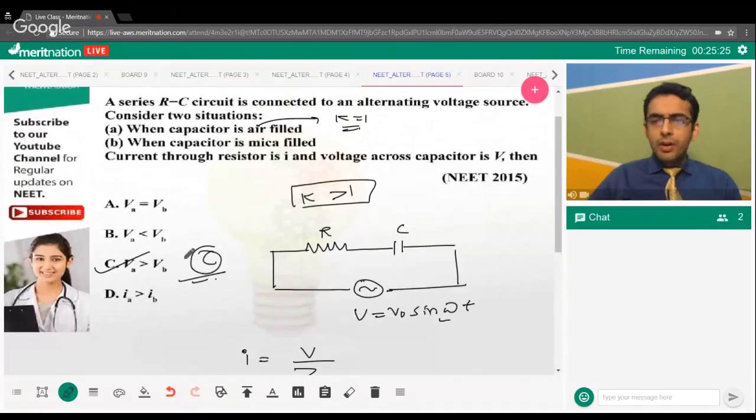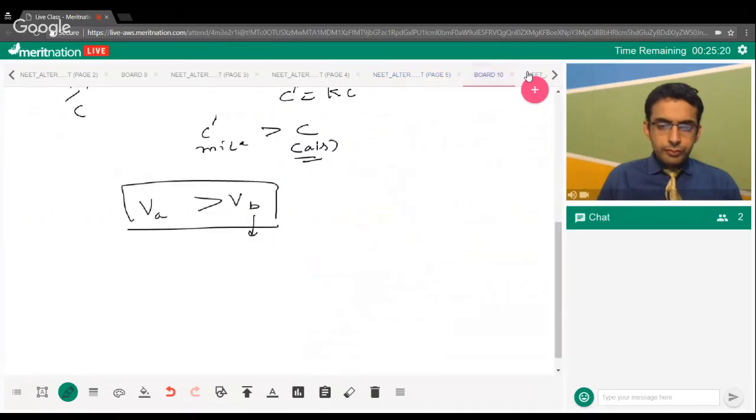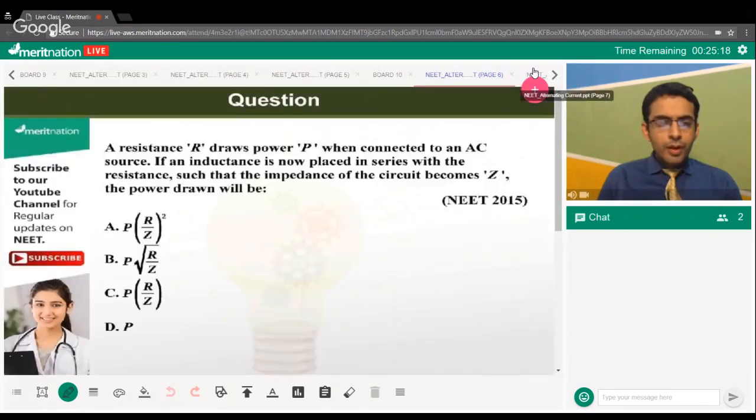So I hope it's clear to all of you. Let's move to the next question. Yes, the other question. A resistance capital R draws a power P when connected to an AC source. If an inductance is now placed in series with the resistance such that the impedance of the circuit becomes Z, the power drawn will be.